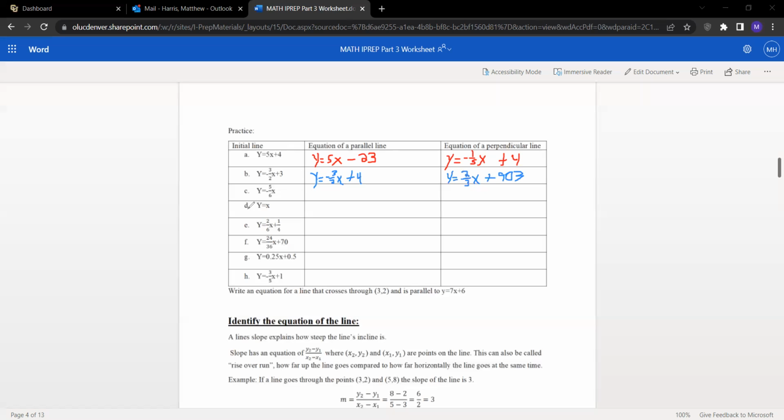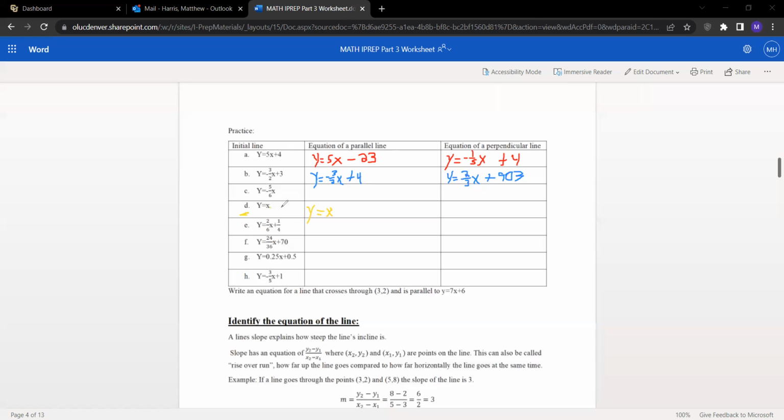Let's do D. So here we have y equals x. So what is the equation of a parallel line? So our slope has to be the same. So what's our slope here? Y equals x. What is m? Well, if we don't see it, that means m is 1. So we keep x the same. And then we need to change our y-intercept.